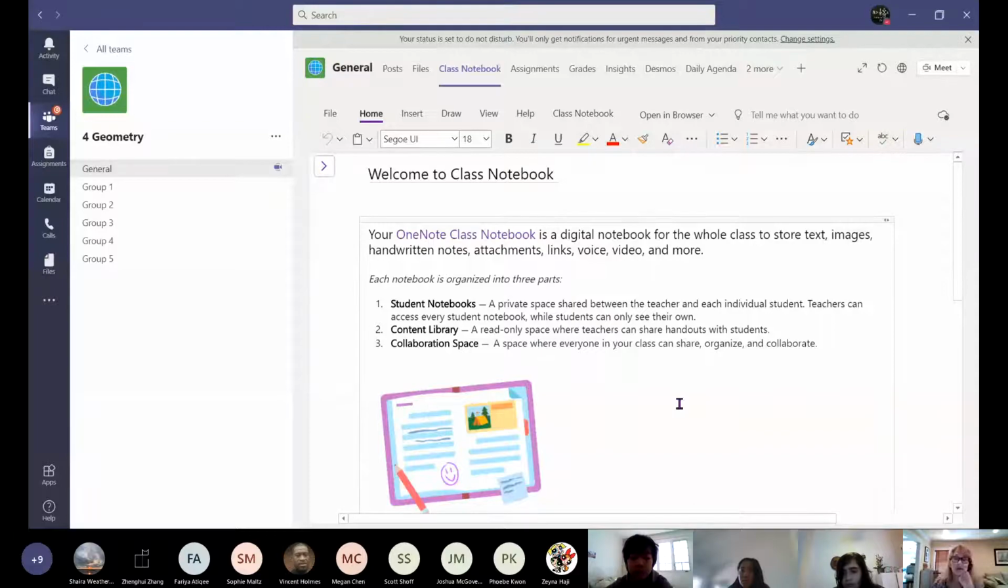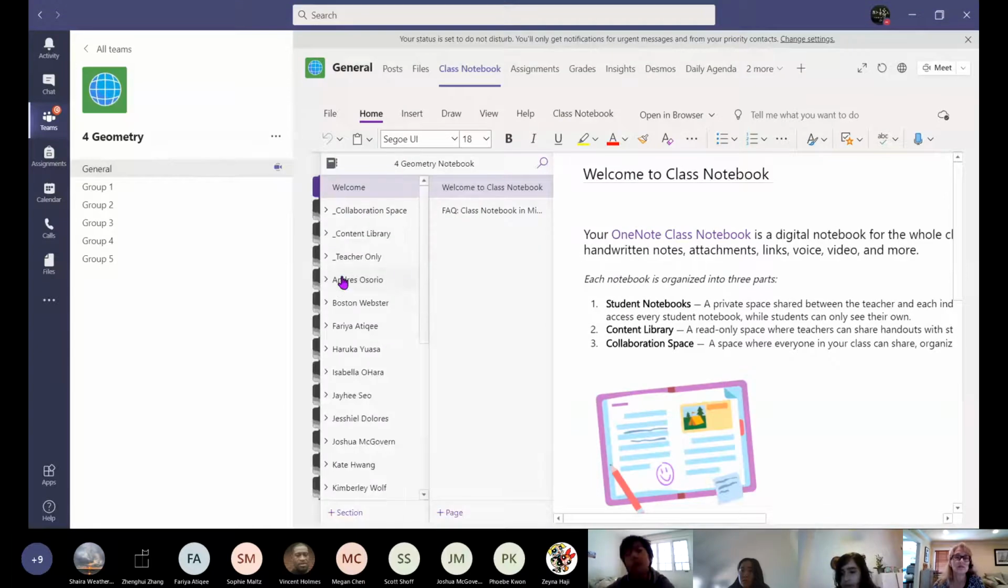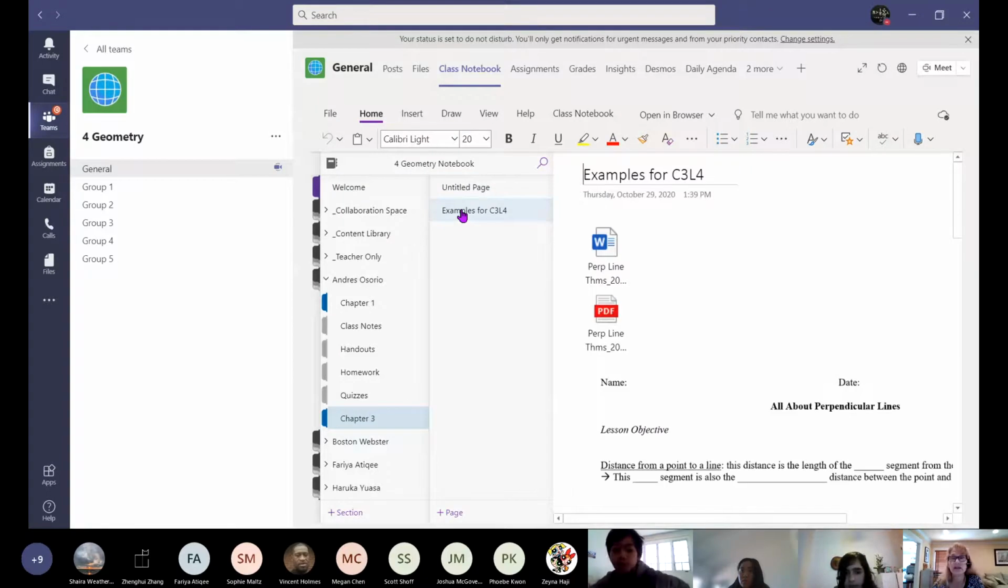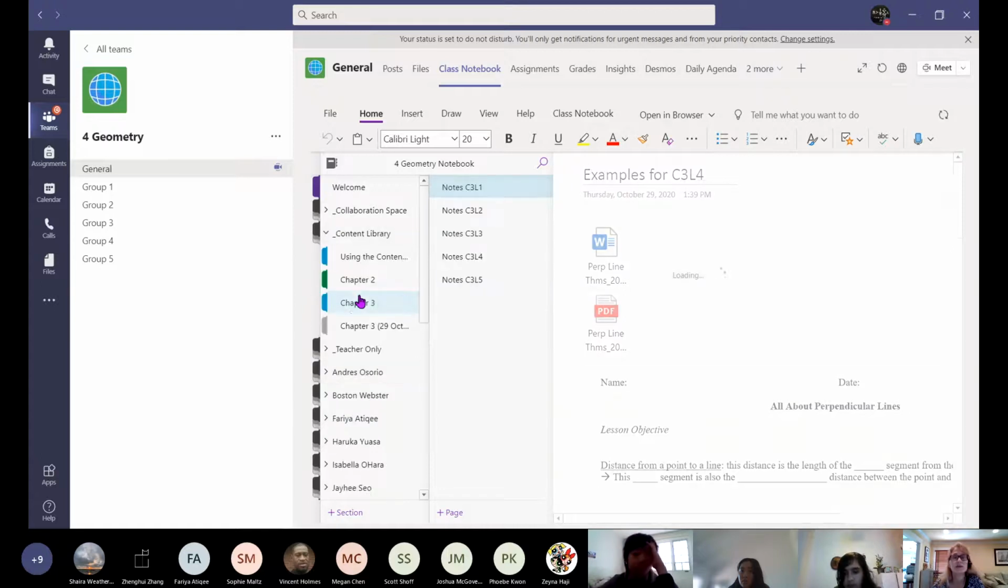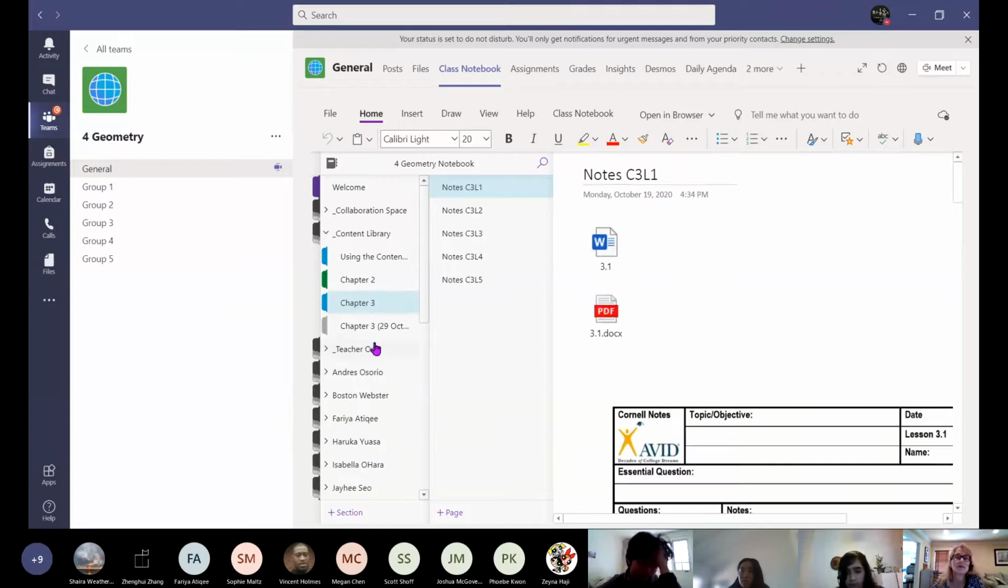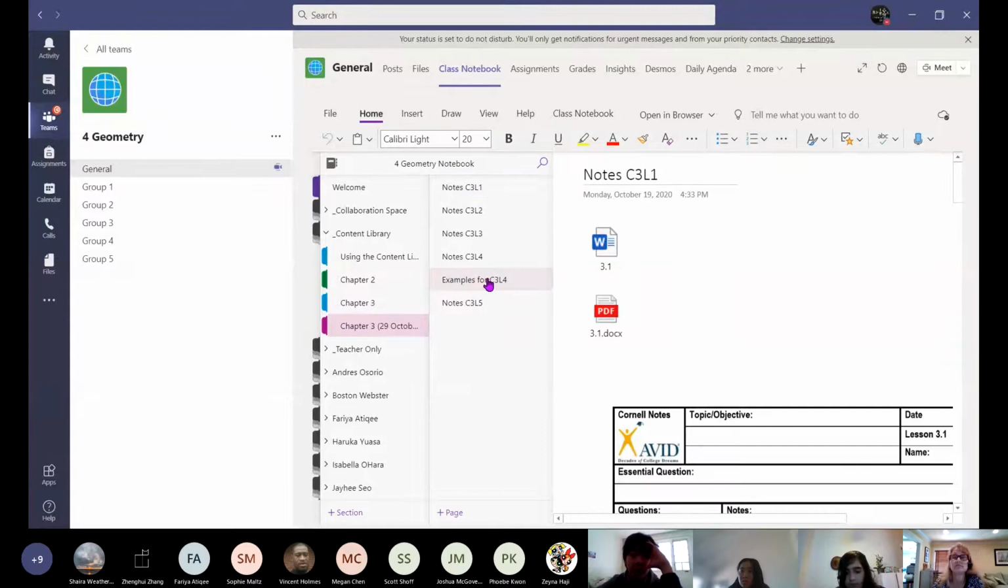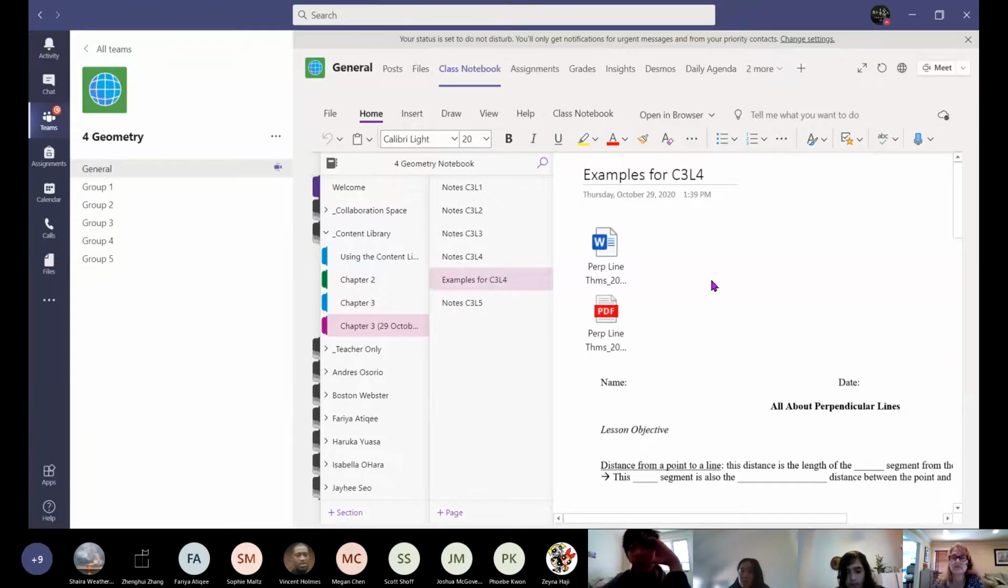And this being the 30th of October, what we're going to work on today, I've put in your class notebook. You should be able to see it under any of these, but I put it under the Chapter 3 tab. And this is examples for Chapter 3, Lesson 4, all about perpendicular lines. You should also be able to see it in the content library under Chapter 3. But I guess it didn't go. There it is. It's under here. I must have entered that wrong.